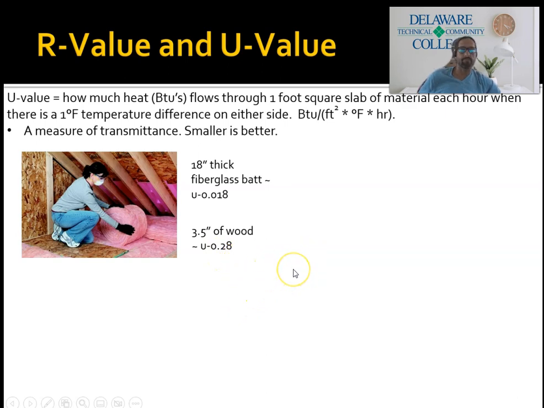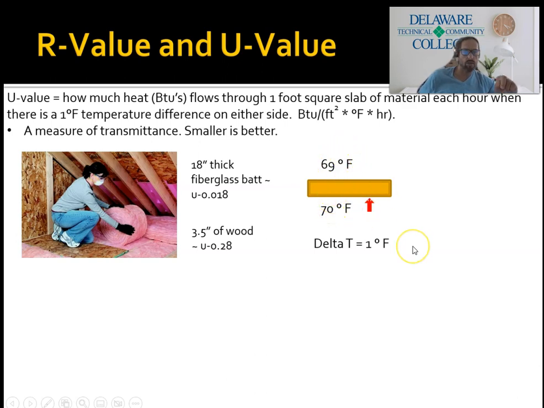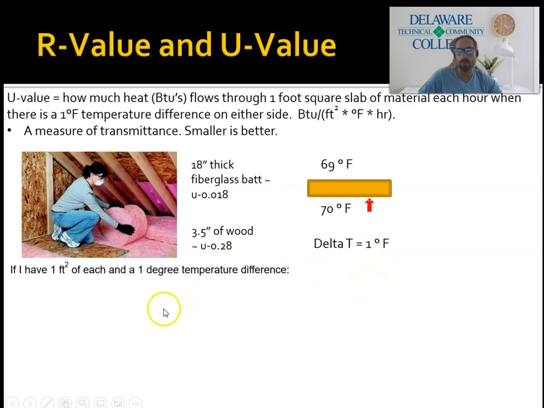Okay, that really doesn't probably make a lot of sense. So let's look at the implications of this, right? So let's look if we have 1 square foot of each, and it's 70 degrees on one side and 69 degrees on the other. So just a 1 degree temperature difference on either side of that ceiling, okay? So that's a delta T of 1 degree. So let's look at the heat transfer, right? So I have 1 square foot, and there's a 1 degree of temperature difference.